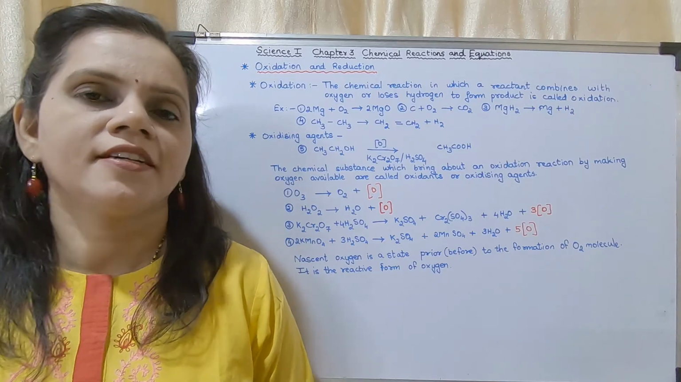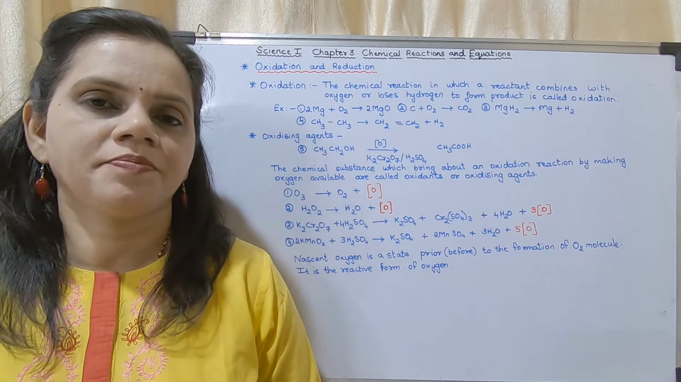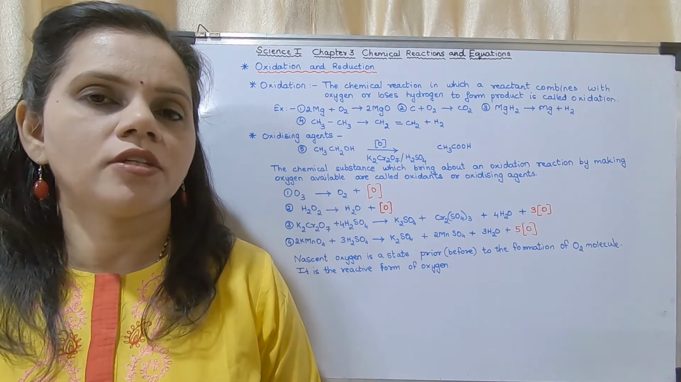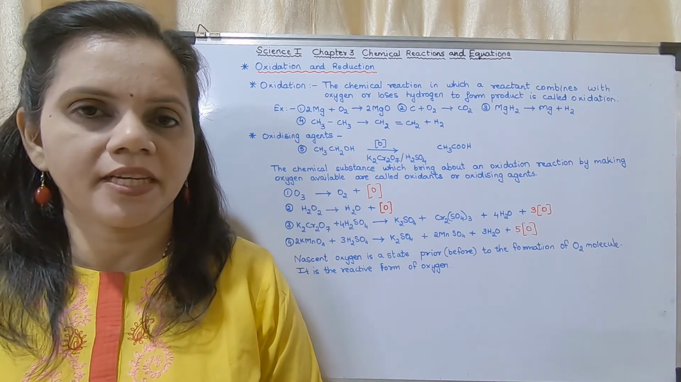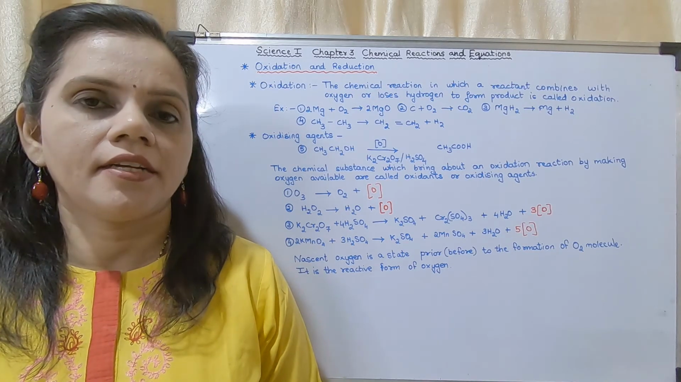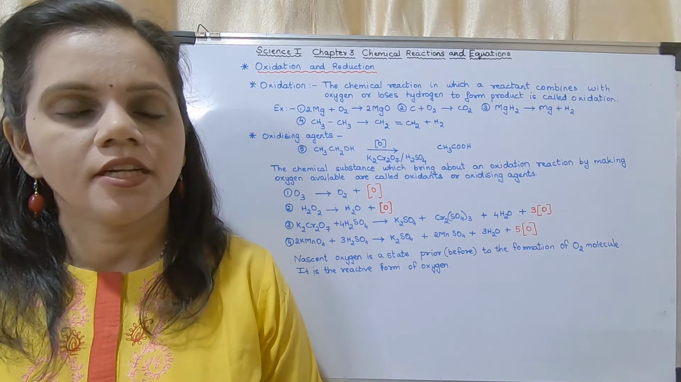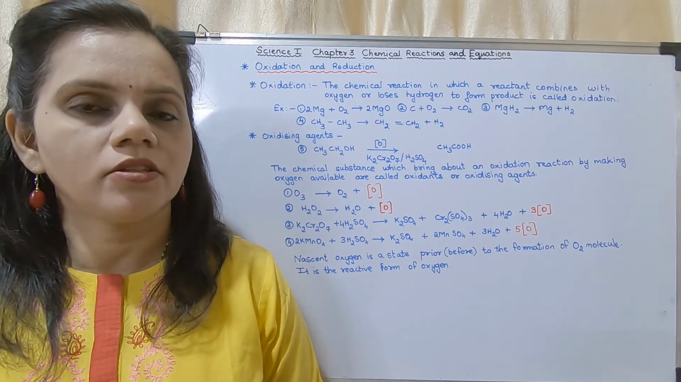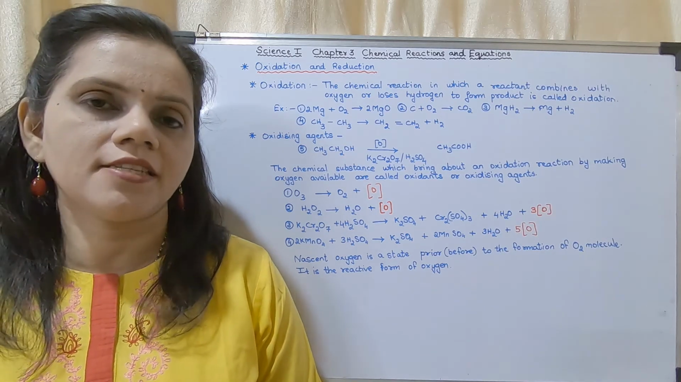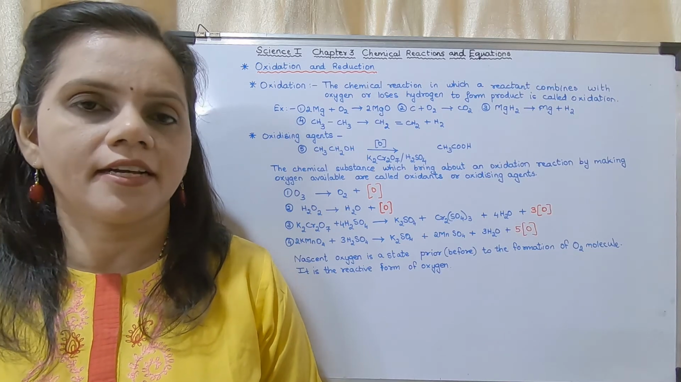Hello everyone, welcome to today's lecture. So yesterday we learnt about factors affecting the rate of chemical reactions, and we studied about endothermic and exothermic reactions. Today we are going to study the next two different types of reactions, that is oxidation and reduction.